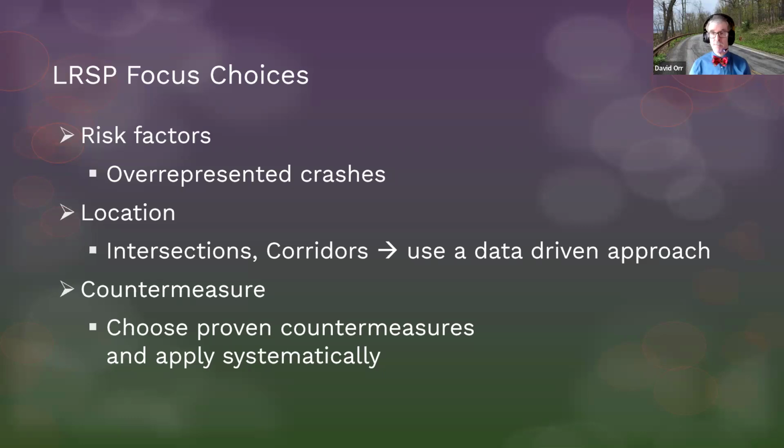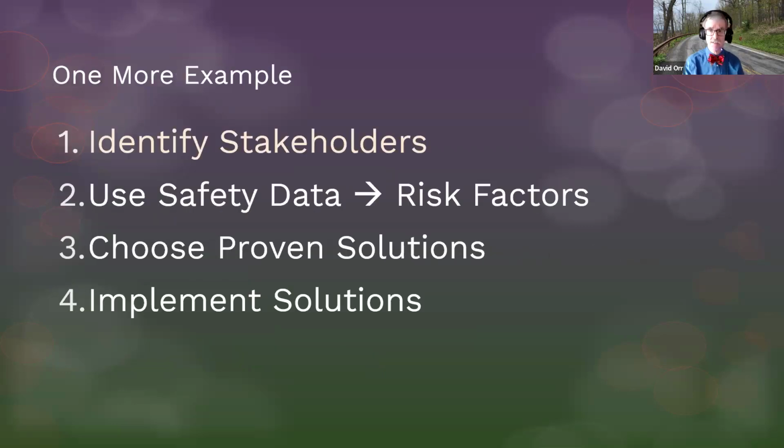We're going to have a consistent policy for clear zones on all types of roadways. And that's a systematic approach. And yes, that can be a little bit confusing to some people. So let's do one more example in our hour together. Again, if we had more time, we could even get more detail. We've identified our stakeholders, hopefully, and we're going to use safety data now and come up with our risk factors and choose some solutions.